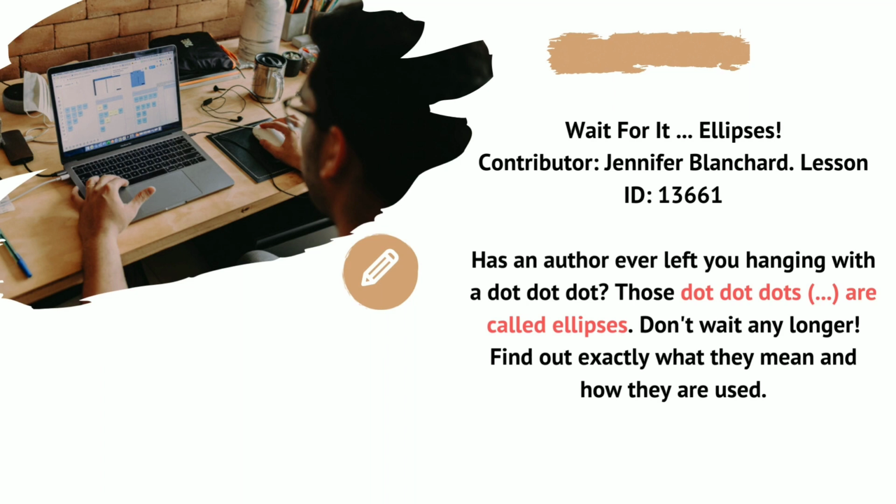Has an author ever left you hanging with a dot, dot, dot? Those dot, dot, dots are called ellipses. Don't wait any longer. Find out exactly what they mean and how they are being used.